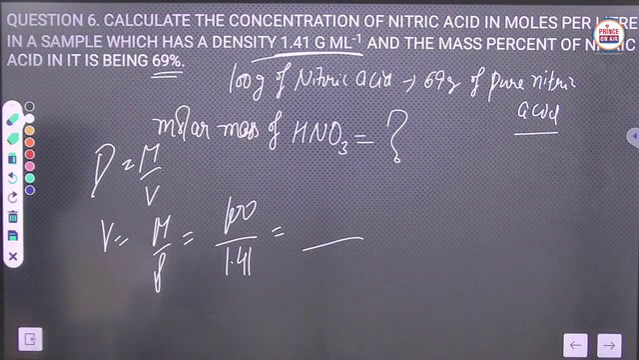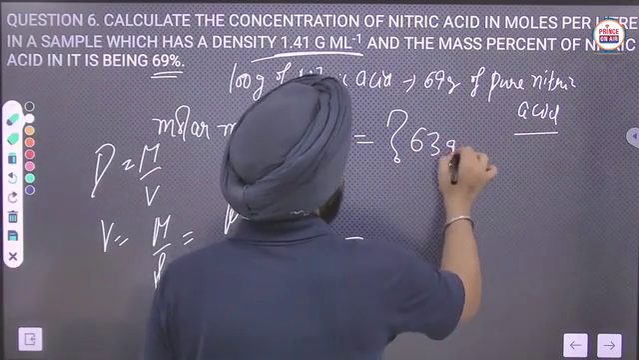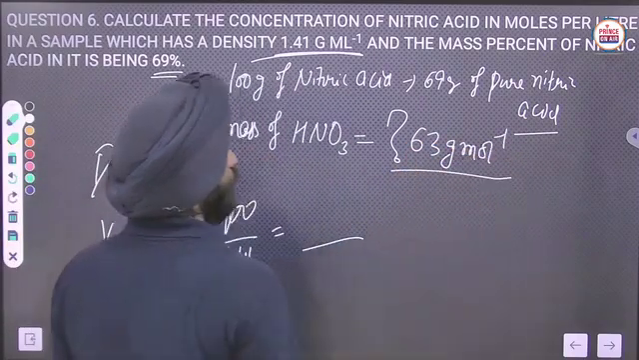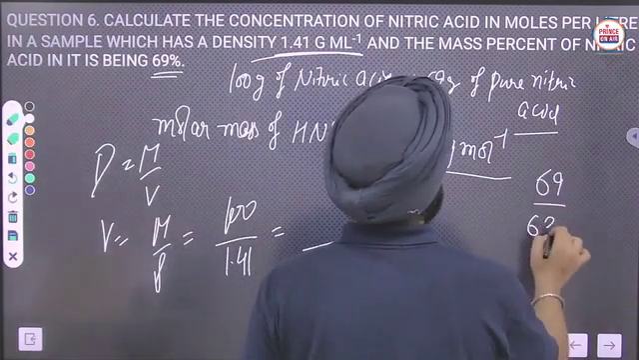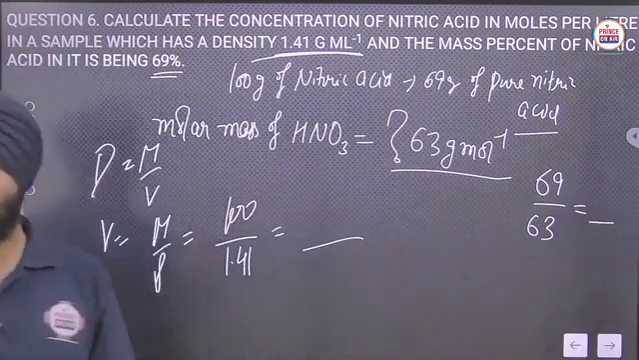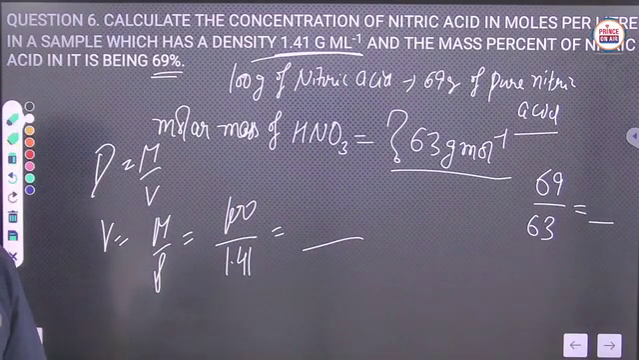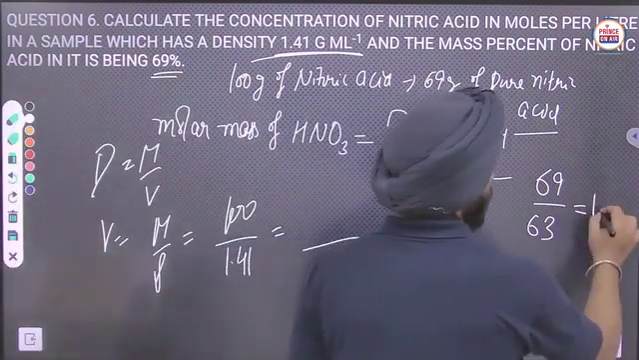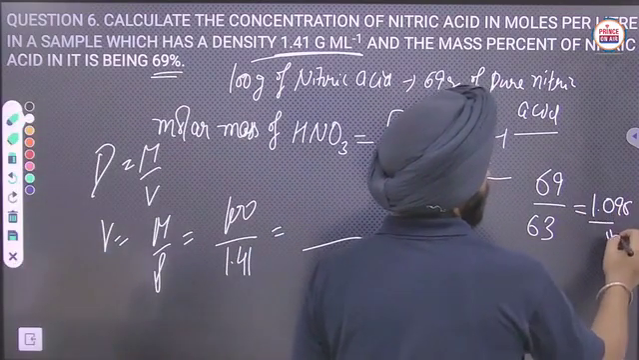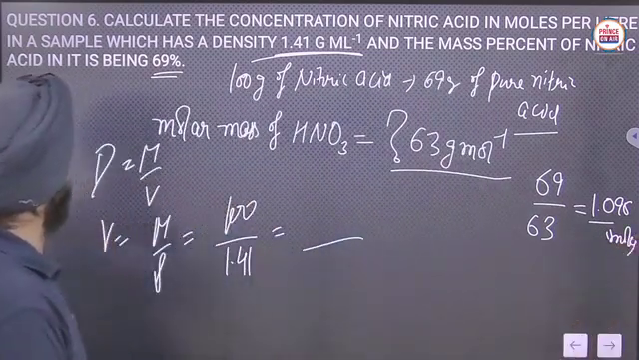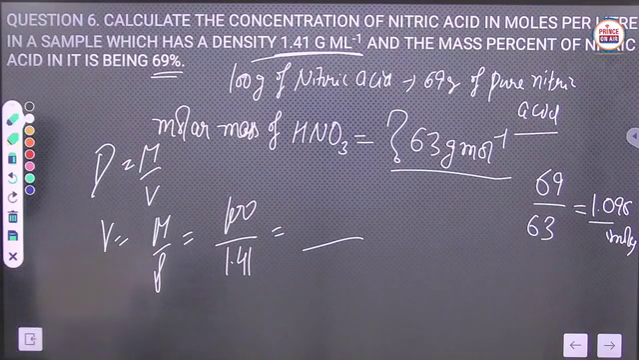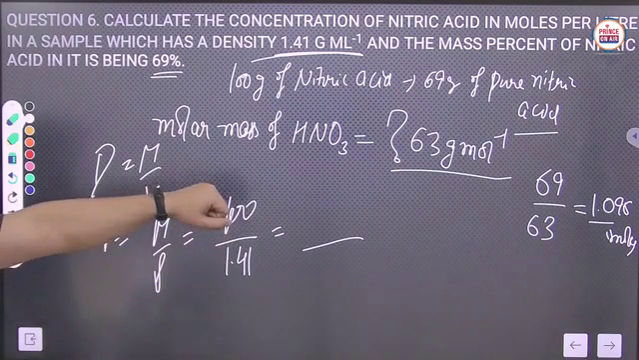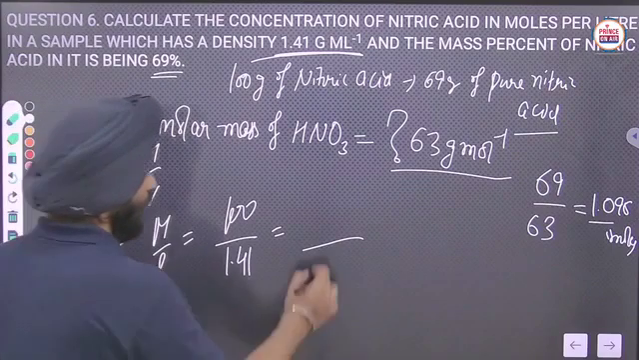The molecular mass of nitric acid comes out to be 63 gram per mole. So the number of moles comes out to be given mass 69 gram upon molar mass 63. The number of moles comes out to be 1.095 moles. Now can you tell me the volume here? Volume is 100 gram upon this value, so it comes out to be 70.92 milliliter.